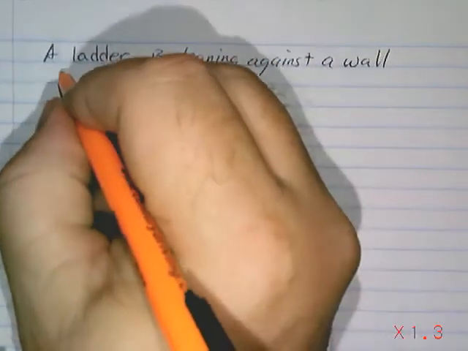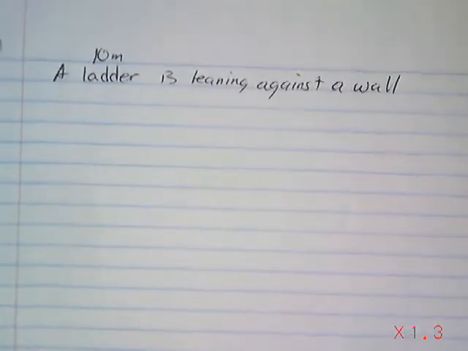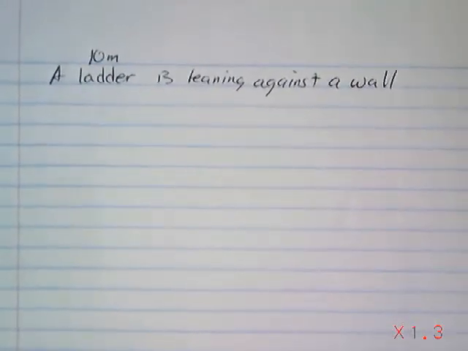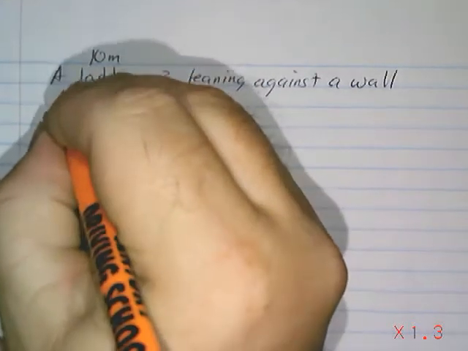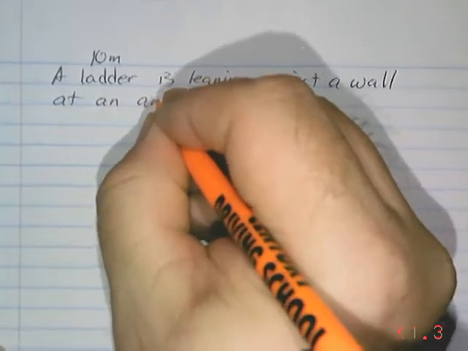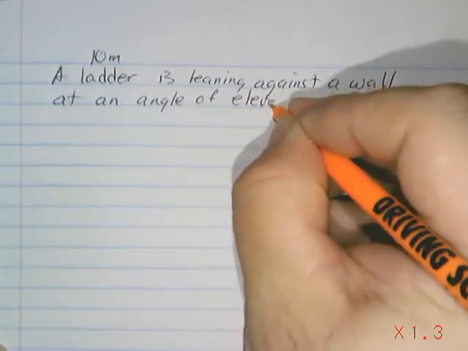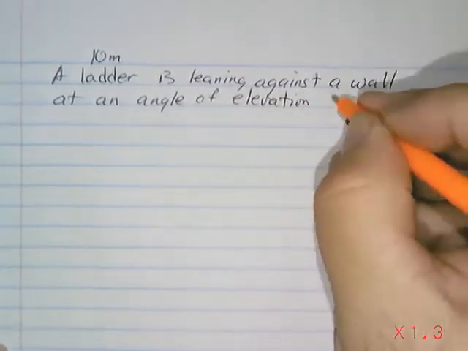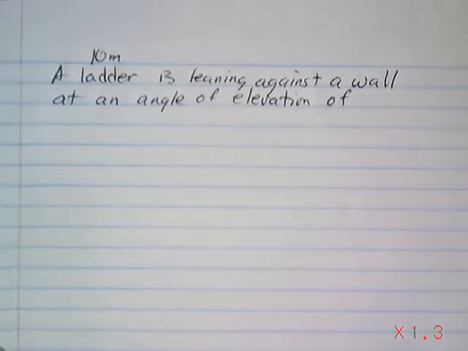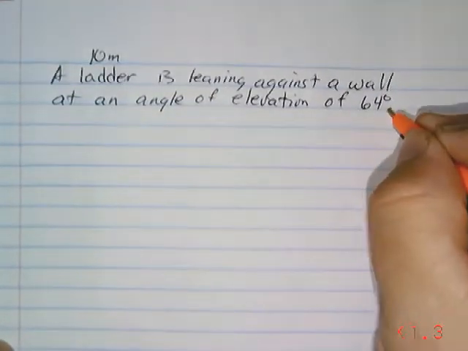And it says an angle of elevation of 64 degrees. An angle of elevation is an angle that is made with the ground. This is an angle of elevation. Okay? When we're starting from the ground and going up, notice there's always a horizontal line here. So that angle of elevation would mean this one is 64 degrees. That's the angle that's 64 degrees.